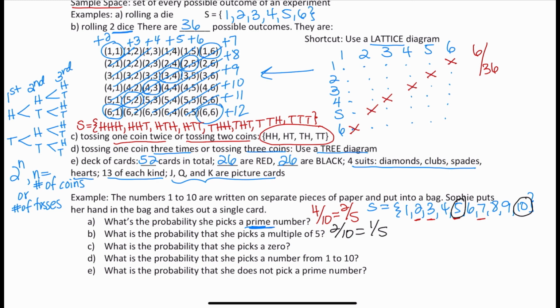What is the probability she picks a 0? If you take a look at the sample space, there's absolutely no 0. So the probability she picks a 0 is 0. It cannot happen. What is the probability she picks a number from 1 to 10? Well, all of the numbers on the cards in the bag are actually 1 through 10. So there's a probability of 1 that she is going to pick a number from 1 to 10. That is going to happen for sure. And then what is the probability she does not pick a prime number? Well, that kind of goes back to part A. If 4 of those numbers were prime numbers, that means 6 out of 10 were not. And then 6 out of 10 can be reduced to 3/5.